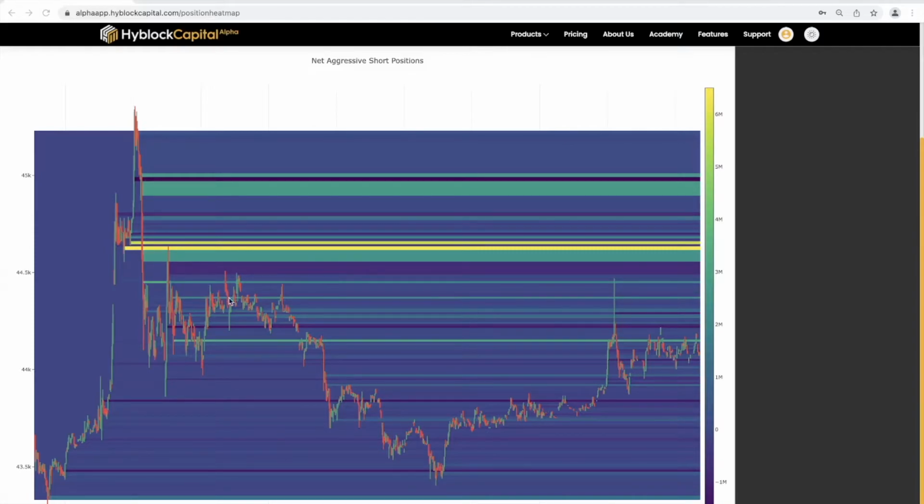We can see that these areas have already started acting as support for price as it moves up and may continue to do so in the near future.